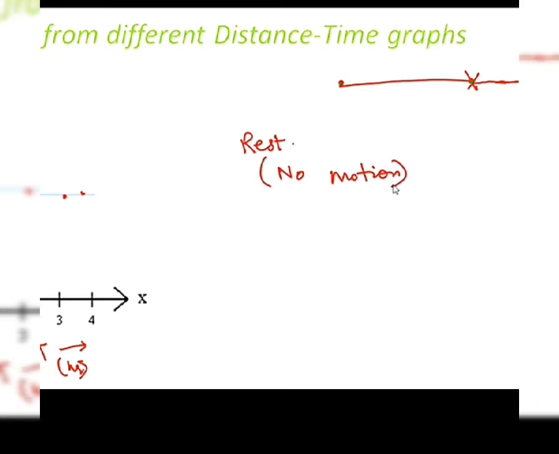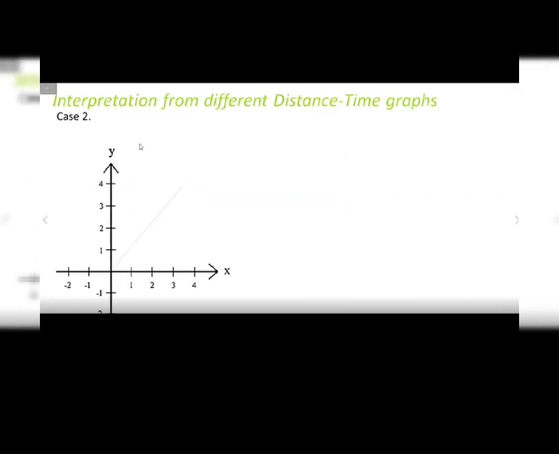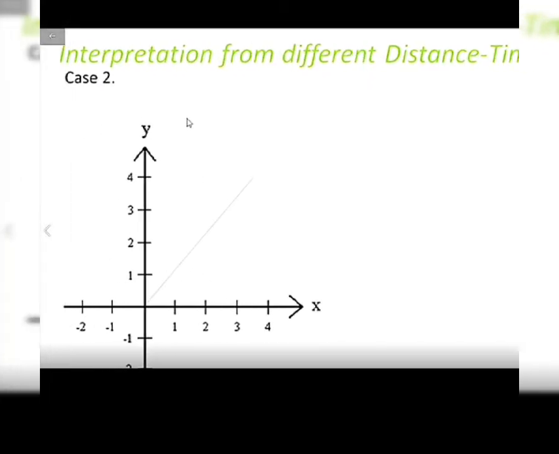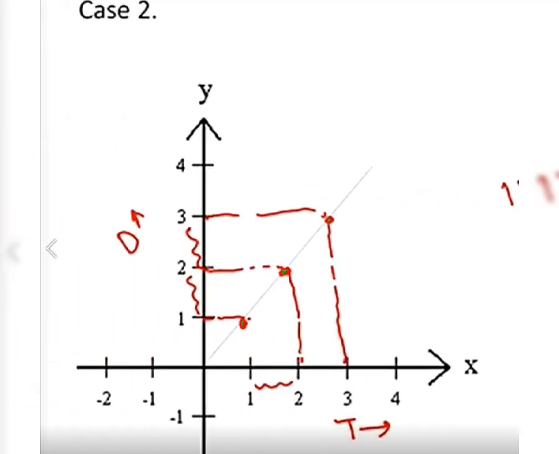Okay. Now let's look at the second scenario, case second. Okay, so here we have a graph like this. What do we see here? With increase in time, the distance is also increasing. Say in the first hour, the distance covered is 1 kilometer. In the second hour, the distance covered is again 1 kilometer. It's 2, but 2 minus 1, that is 1 kilometer. Now again in the third hour, 1 hour more, the distance covered is again 1 kilometer, because 3 minus 2 would be 1 kilometer.